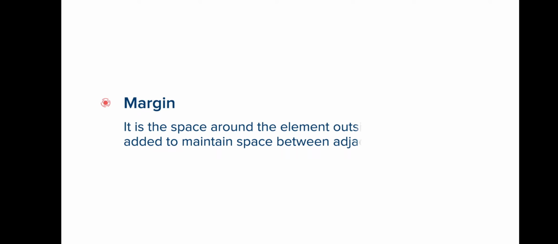Next, we will move to the next property, that is margin. Margin is the space around the element outside its border. It is added to maintain space between adjacent elements. The default value of margin is different for different elements. For a paragraph, the default value of left and right margin is 0 pixel, but for the top and bottom margin, it is the same as its font size.